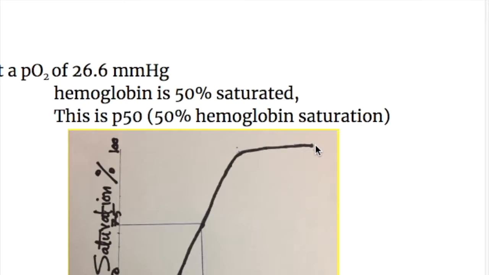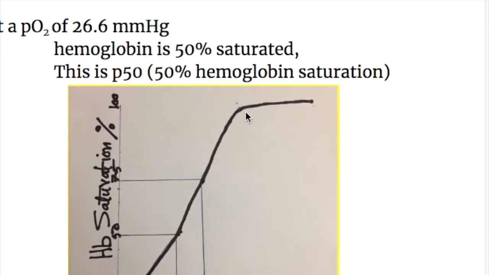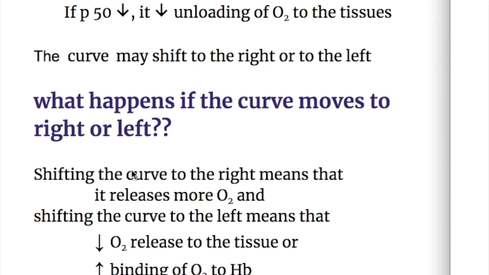See here, from 100 to 60, the hemoglobin saturation is at a plateau, and then it goes down, and at a PO2 of 40, it's 75% saturated, and at a PO2 of 26.6 it is 50% saturated, that is P50. The oxyhemoglobin curve is an S-shaped or sigmoid-shaped curve. The oxyhemoglobin curve may shift to the right or to the left.